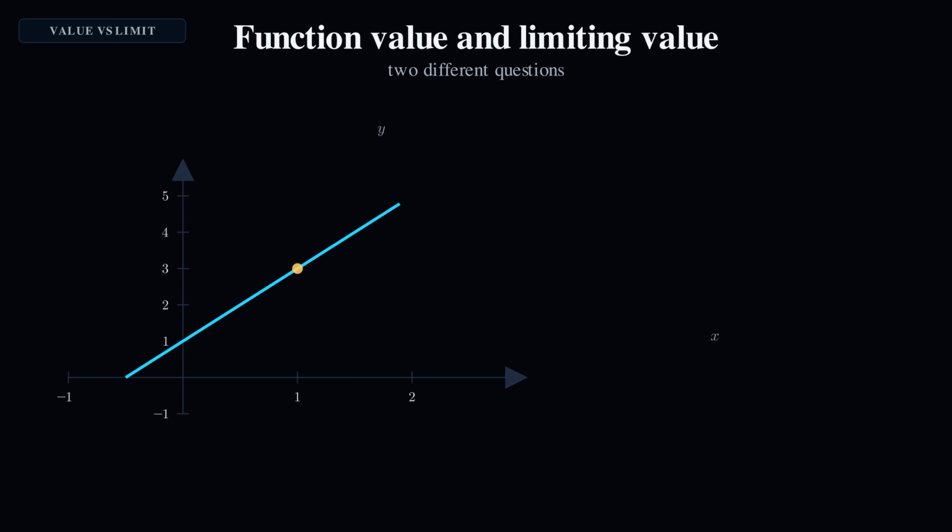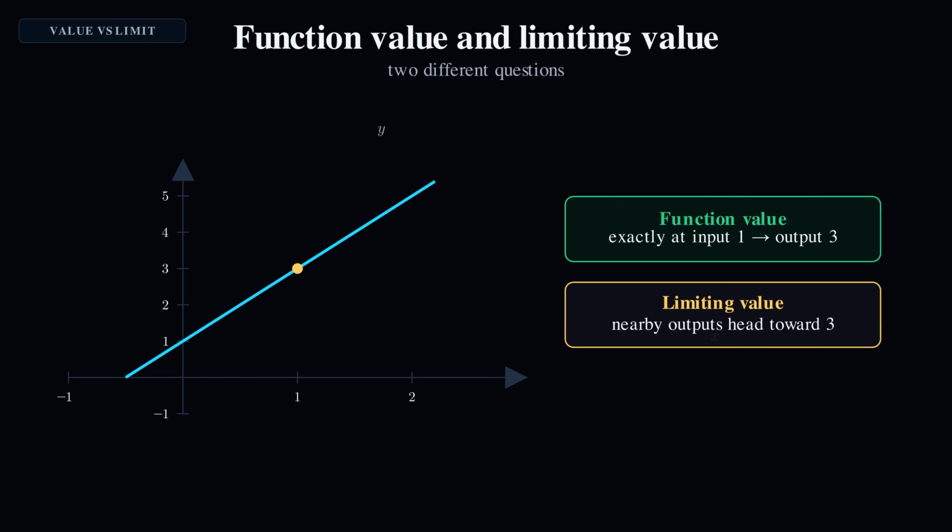Now separate two ideas. The function value asks what happens exactly at the input. The limiting value asks where the nearby outputs are heading. For a smooth graph, these two answers match. At input 1, the function value is 3, and as input approaches 1, the limiting value is also 3, but the two ideas are not always the same. That is why we study limits separately.